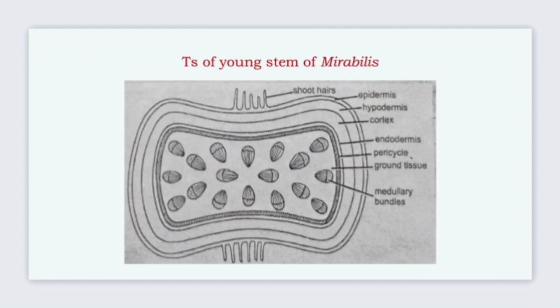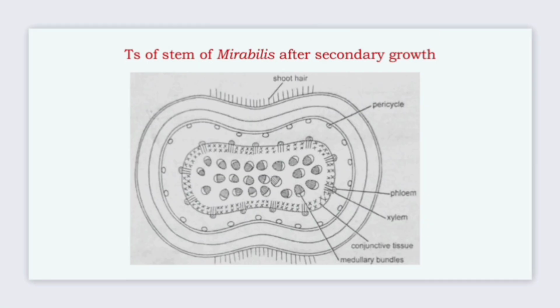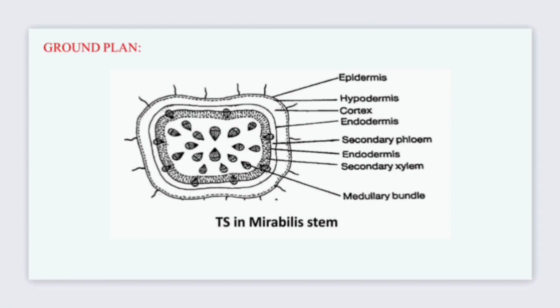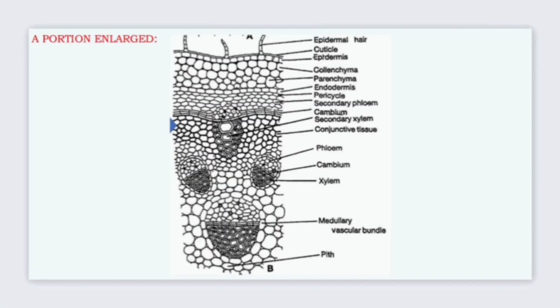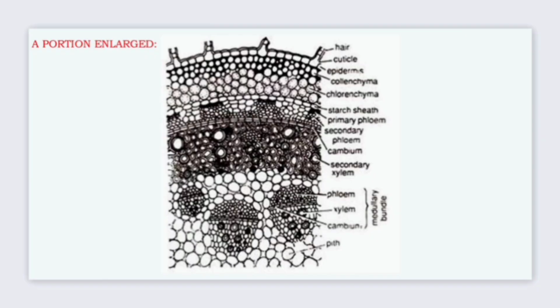TS of young stem of Mirabilis. TS of stem of Mirabilis after secondary growth. Ground plan. A portion enlarged. A portion enlarged.